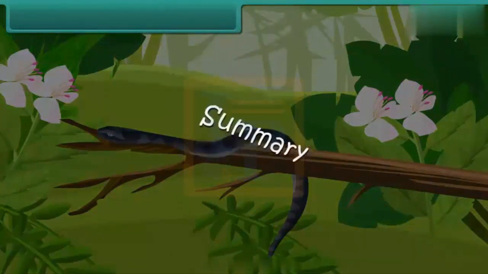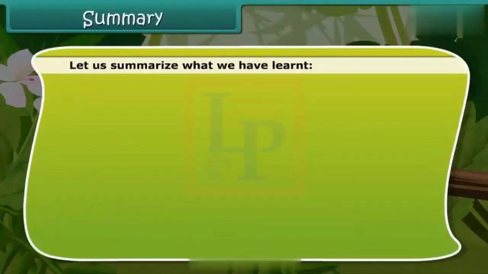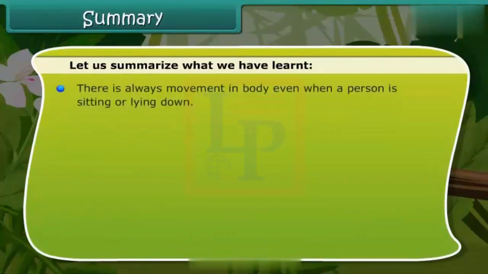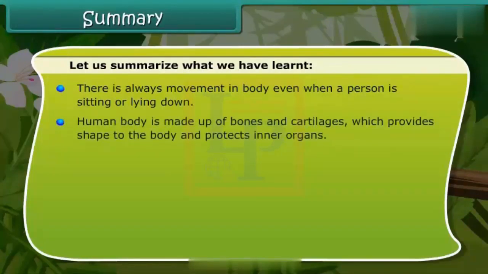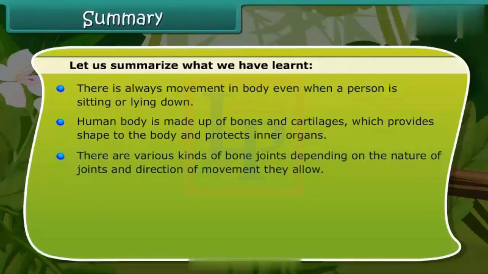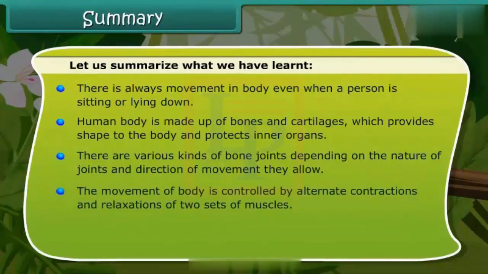Summary. Let us summarize what we have learnt. There is always movement in the body even when a person is sitting or lying down. The human body is made up of bones and cartilages, which provide shape to the body and protect inner organs. There are various kinds of bone joints depending on the nature of joints and the direction of movement they allow. The movement of the body is controlled by alternate contractions and relaxations of two sets of muscles.